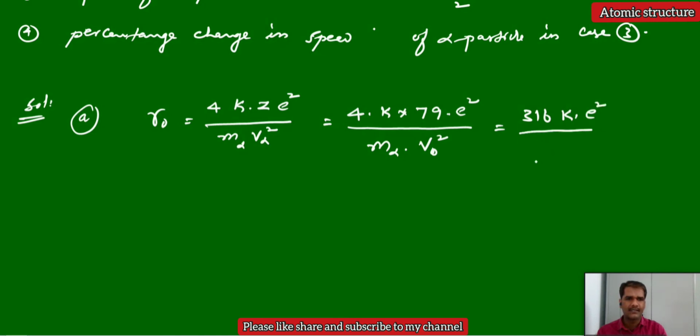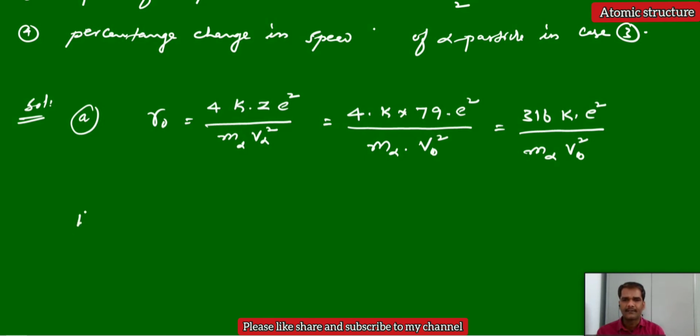k e square by m alpha v naught square. So this is the first one. The distance of closest approach is this much. If you substitute the e value, k value and m alpha, then you will get some value. No need to substitute here. This is lengthy. If they ask in the exam, you can proceed, but it is not required. That is the first answer.